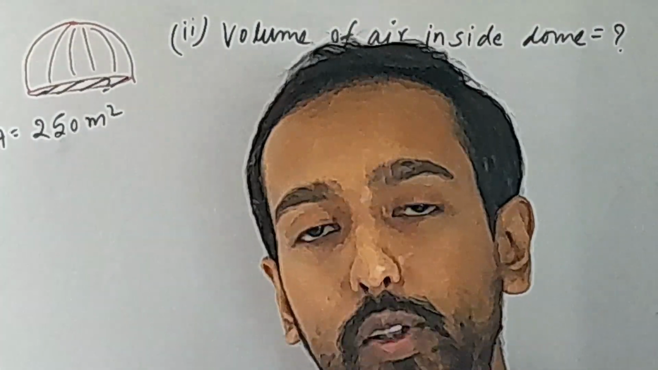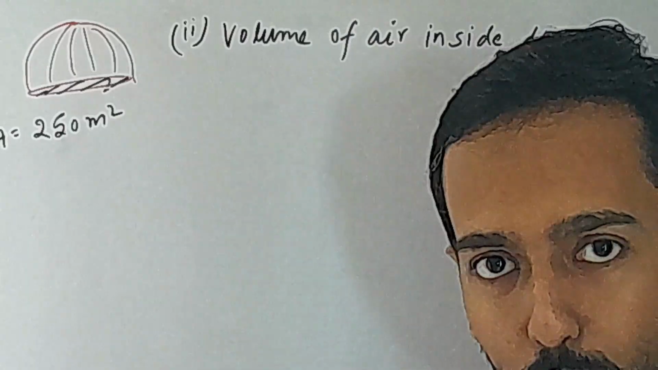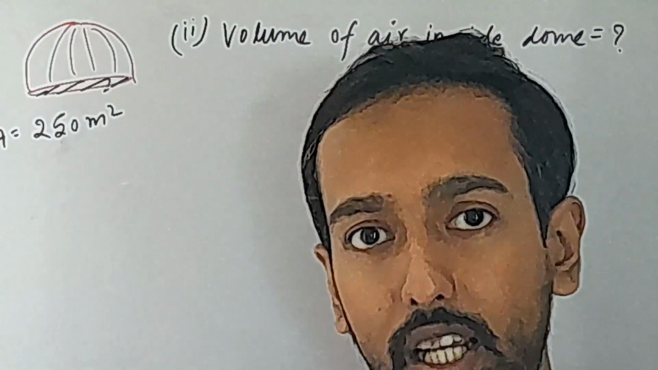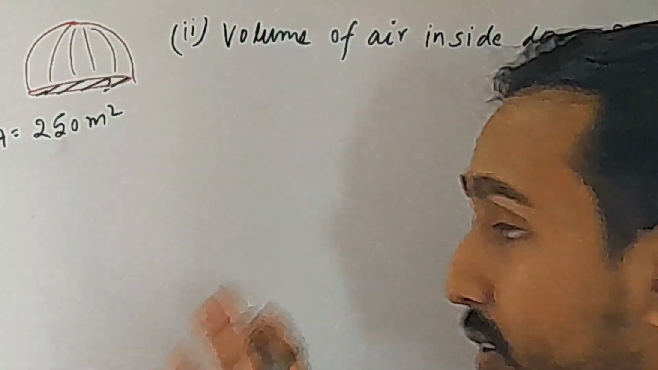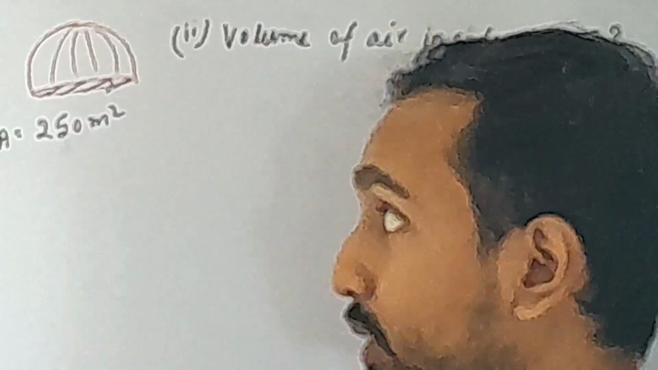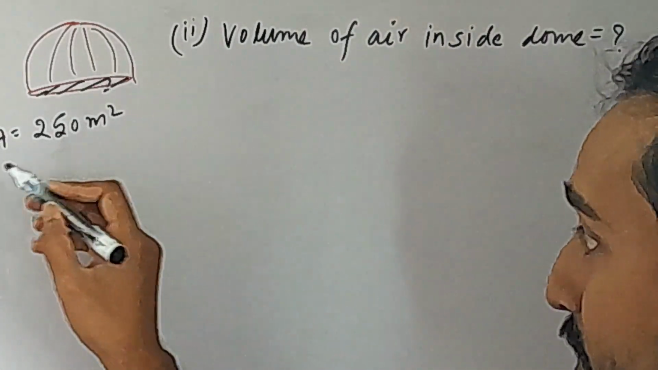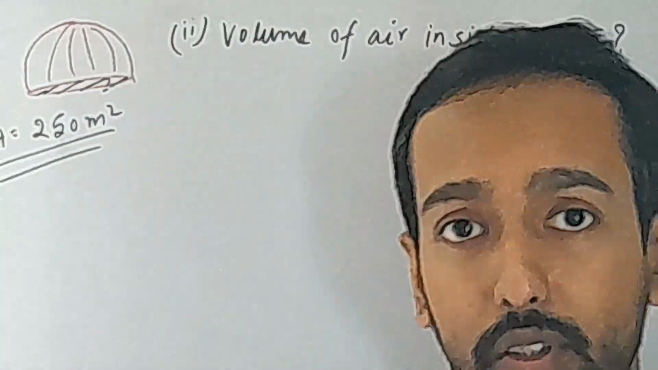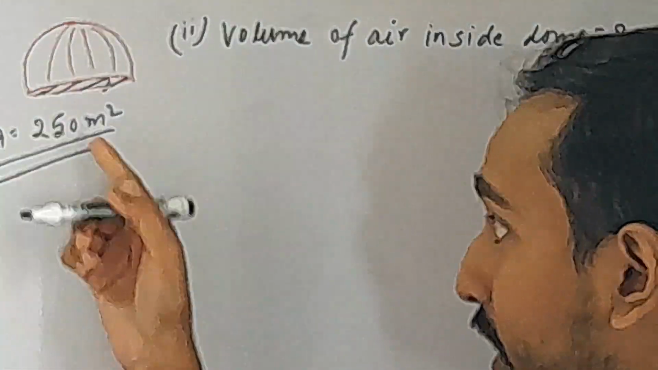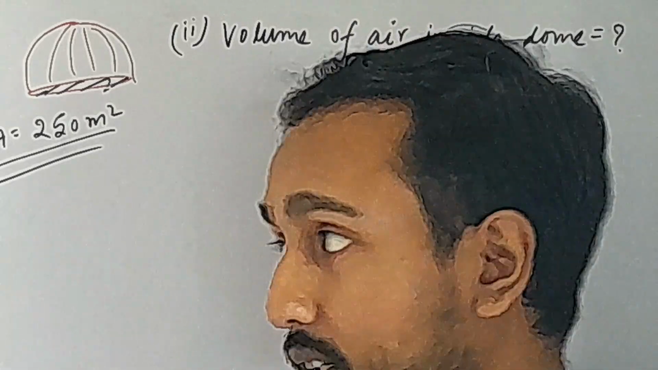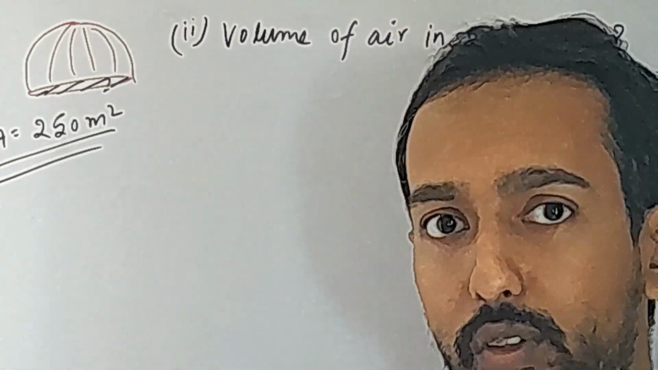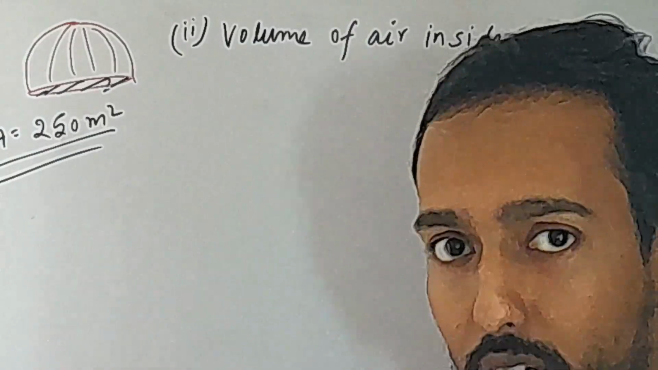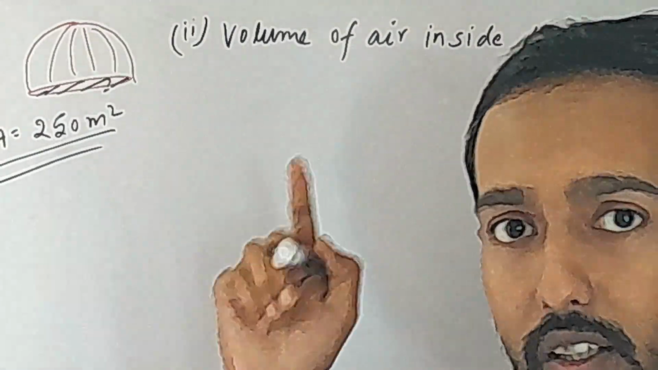So if we find the total volume of this hemispherical dome, then that answer will be treated as the volume of the air contained in this hemispherical dome. So let's first find out the total volume of the hemisphere. In the previous part we found the curved surface area of the hemisphere, and it came out to be 250 meter square. From this curved surface area, first we will find the radius of the hemispherical dome, and with the help of that radius we will solve the second part.